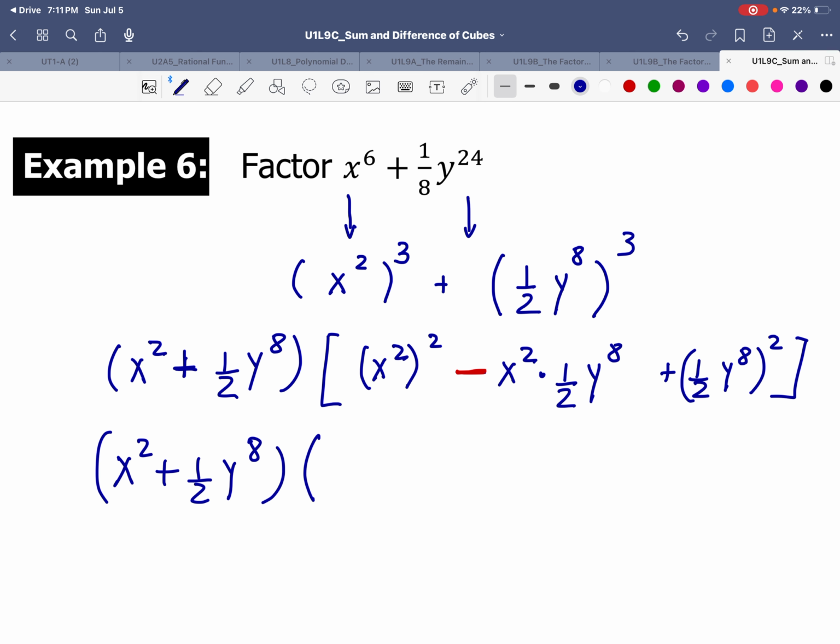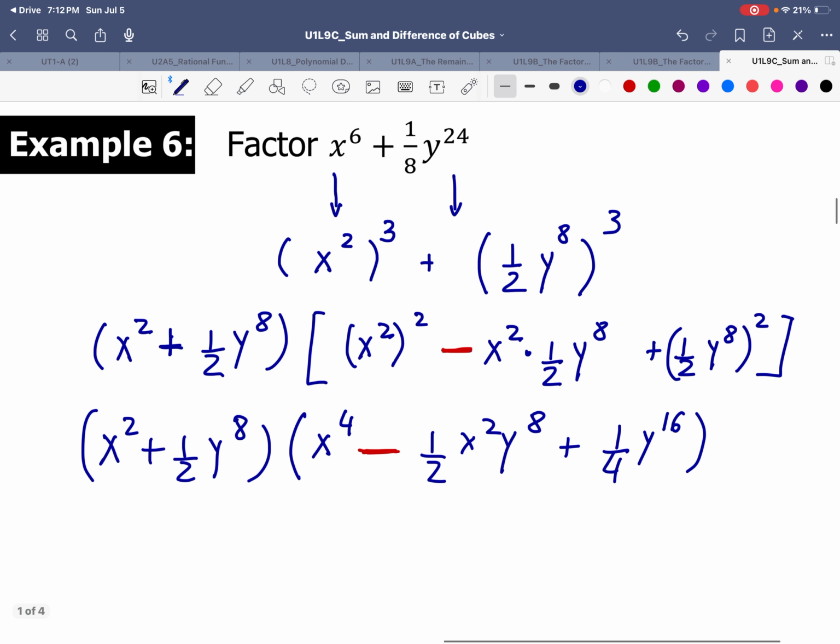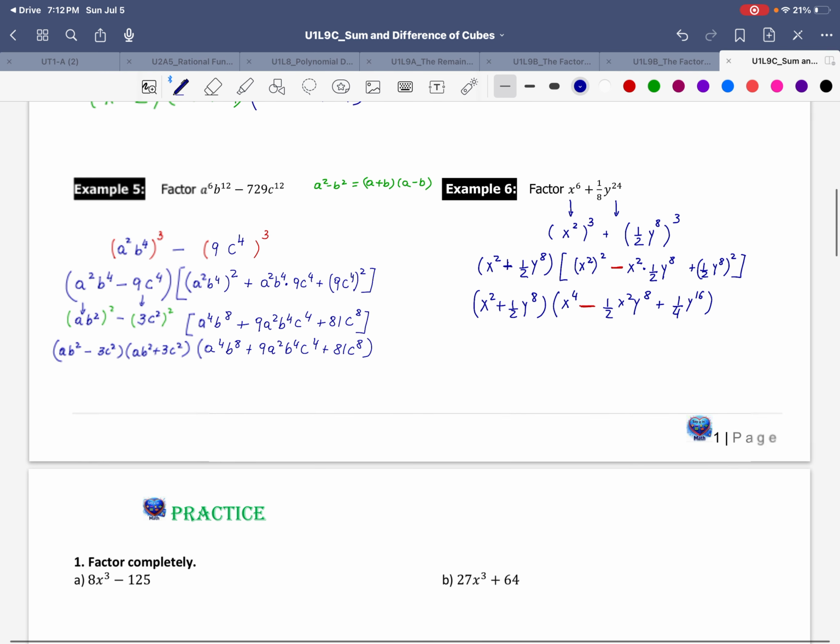And the other one will be x to the power 4, remember, 2 times 2. And then minus, I'm going to make this minus red until I remember very well where the minus is when you have the sum of the cubes. And now we have coefficient 1/2 x squared y8. And then we have 1/2 to the power 2 y8 power 2. That's going to be 1/4 y to the power of 16. And voila, this would be the factored form of this sum of cubes.